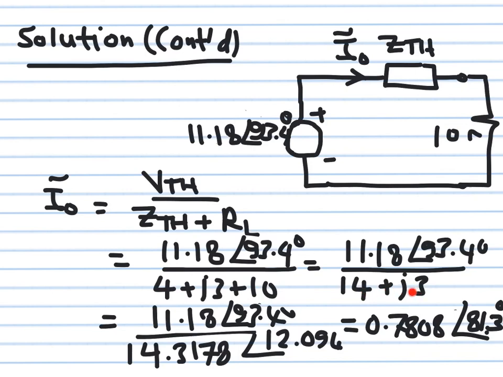You convert this one to polar form. So the modulus of this term will be the square root of 14 squared plus 3 squared. You obtain this term here. And then the angle is the inverse tangent of 3 over 14, which will give you this angle here. Then you divide these two complex numbers, and you obtain this number here. So this will be the current flowing in this circuit. It's 0.7808 angle 81.3. So if you are given the frequency, you can write it as 0.7808 cosine omega t plus 81.3 degrees.